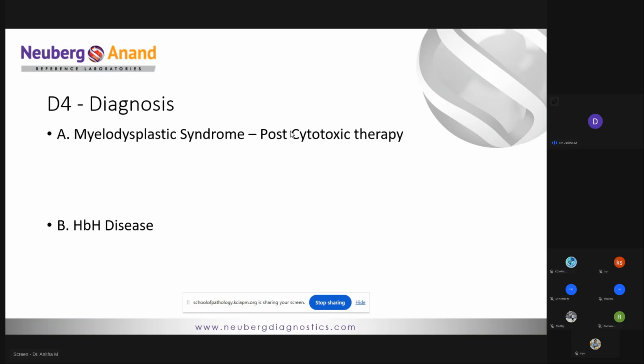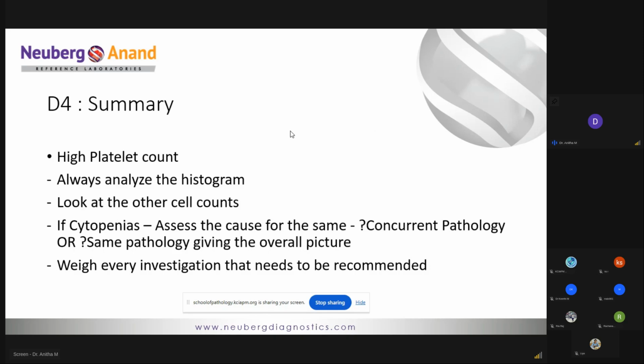We don't know why it is, but we would request you to just keep this in thought and see why it could have happened: ring sideroblasts being there when she was MDS and not there when she transformed to acute leukemia, and back when all the blasts reduced. And the second case was HbH disease.